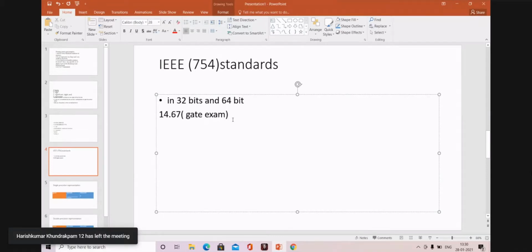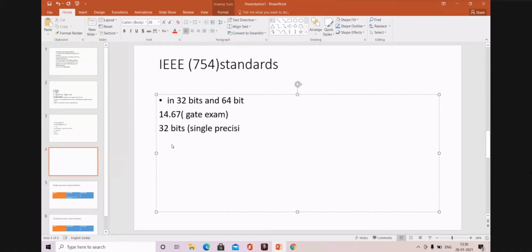As I told you, your numbers can be represented in 32 bits or 64 bits. The 32 bit format is called your single precision format, and the 64 bit format is called your double precision format. All right, now you've got it.